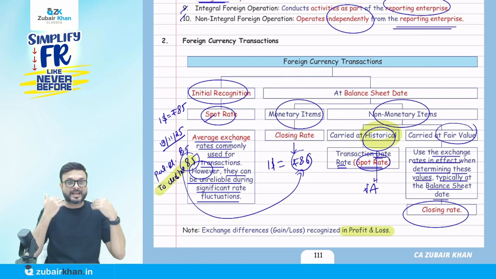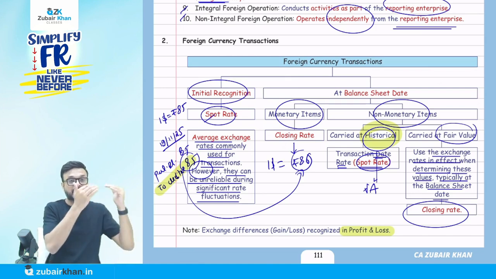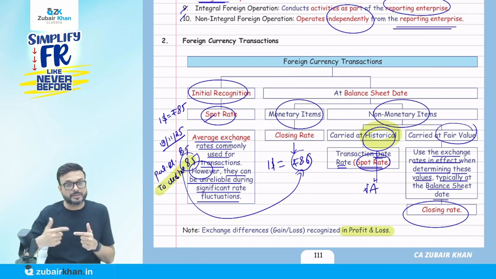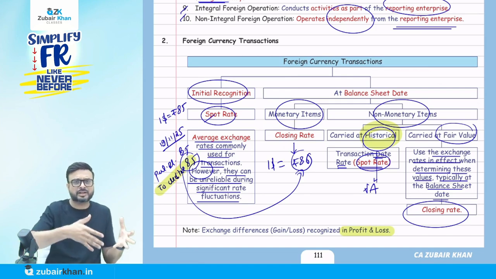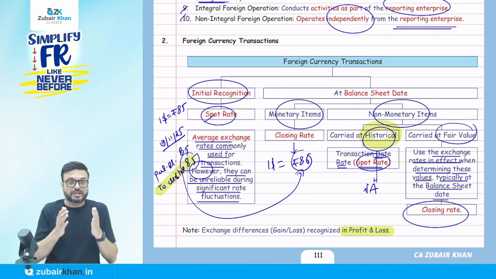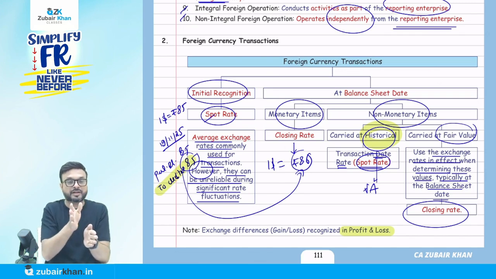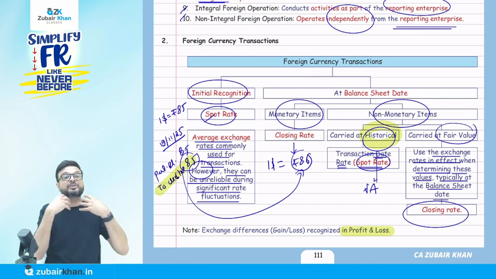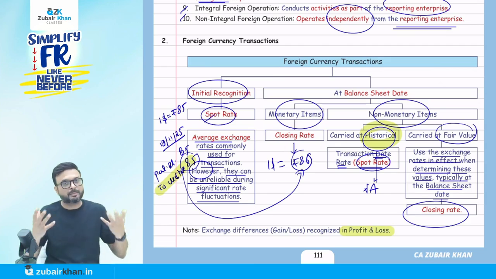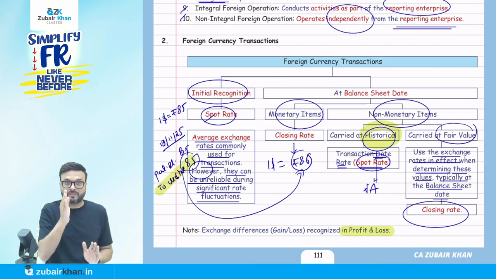So obviously, now imagine a trial balance. Something you recognized initially at a spot rate, like the creditor, later on the balance sheet date you are changing to the closing rate. You are changing the rates here. Imagine a trial balance with different rates: for the creditor initially 85, now we are changing to 86, like that. So my trial balance is not going to tally, because different rates apply. If the same rate applied to all the items in my trial balance, it would tally, but I'm applying different rates for different items.